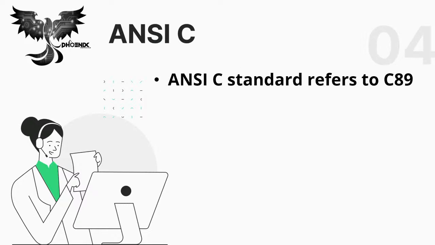Now, ANSI C. Whatever language is created, it has to be standardized, accessible for everybody, and uniform. So the standards institute comes into the picture: the American National Standards Institute, which is the full form of ANSI. ANSI C is a standardized form of C. C89 is a version, meaning the C version of 1989. Standardization is required because it makes sure that everything is uniform.